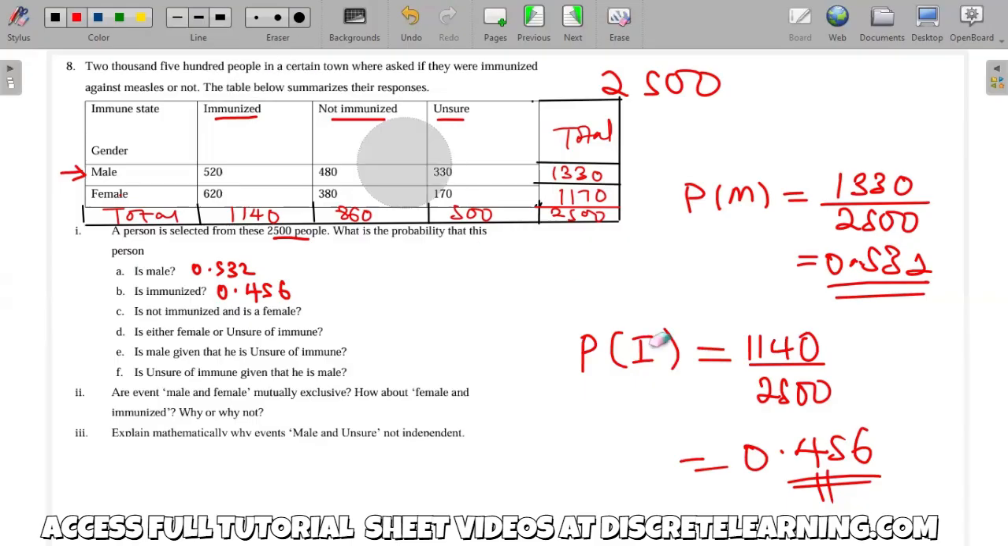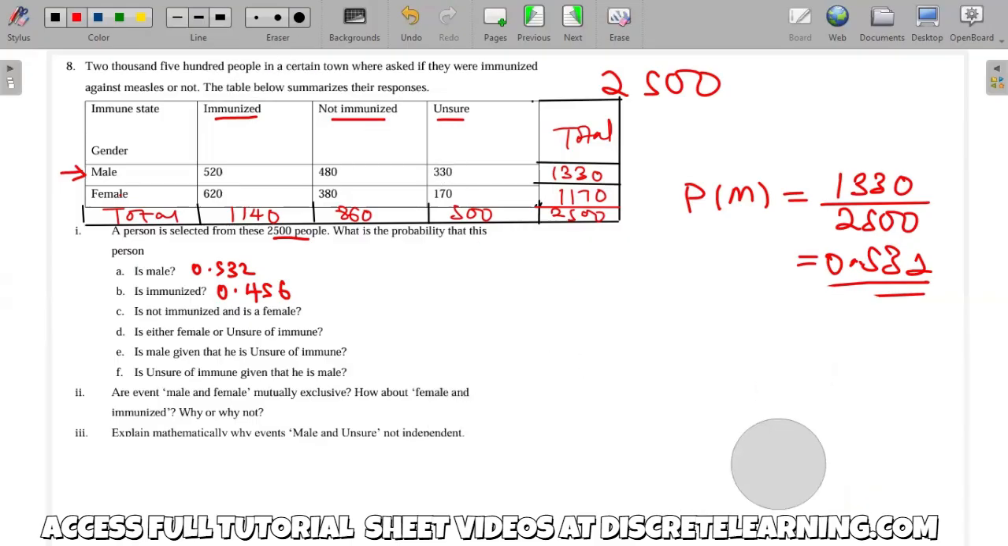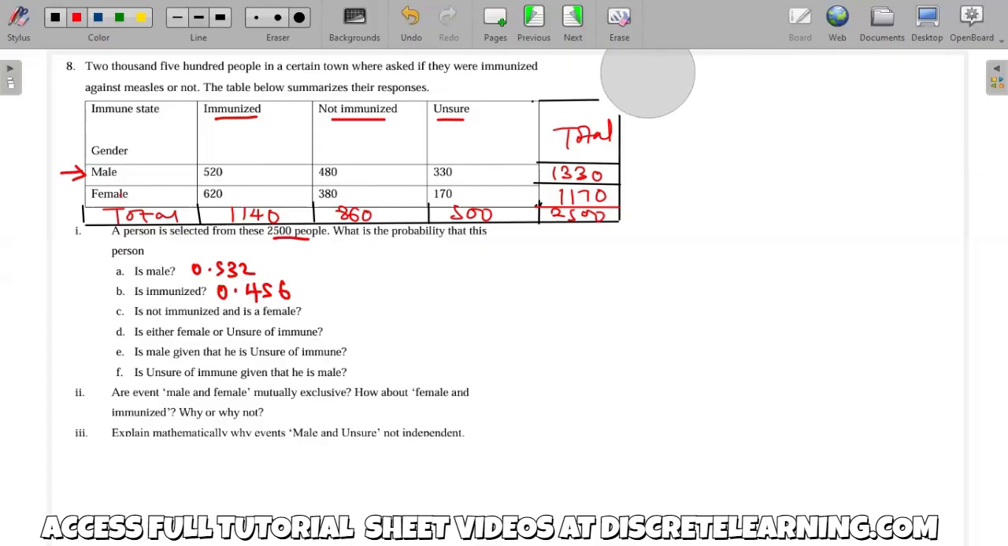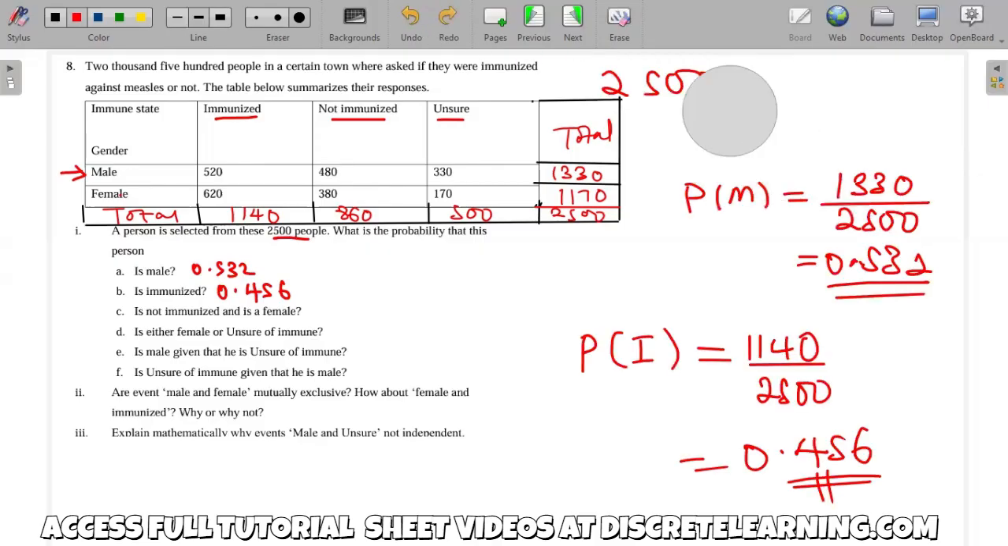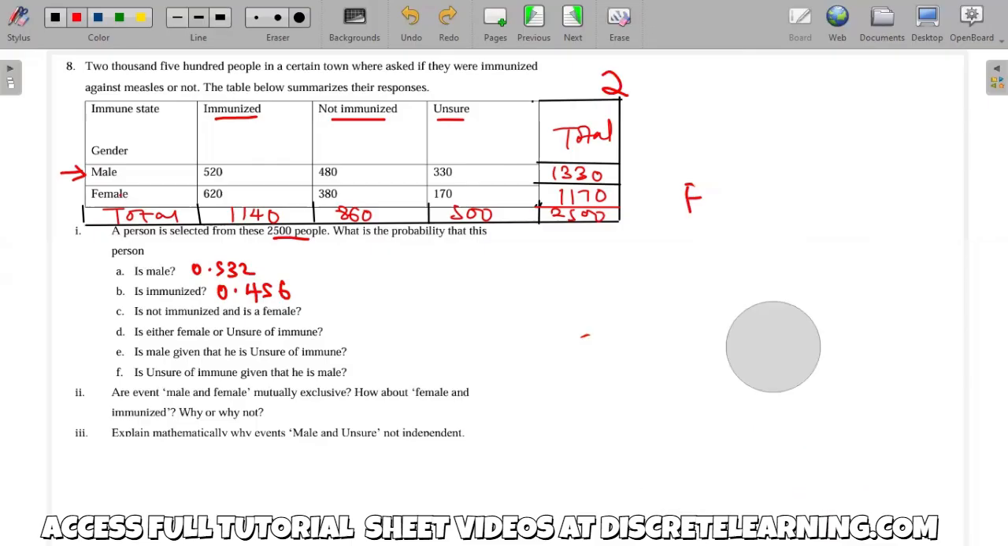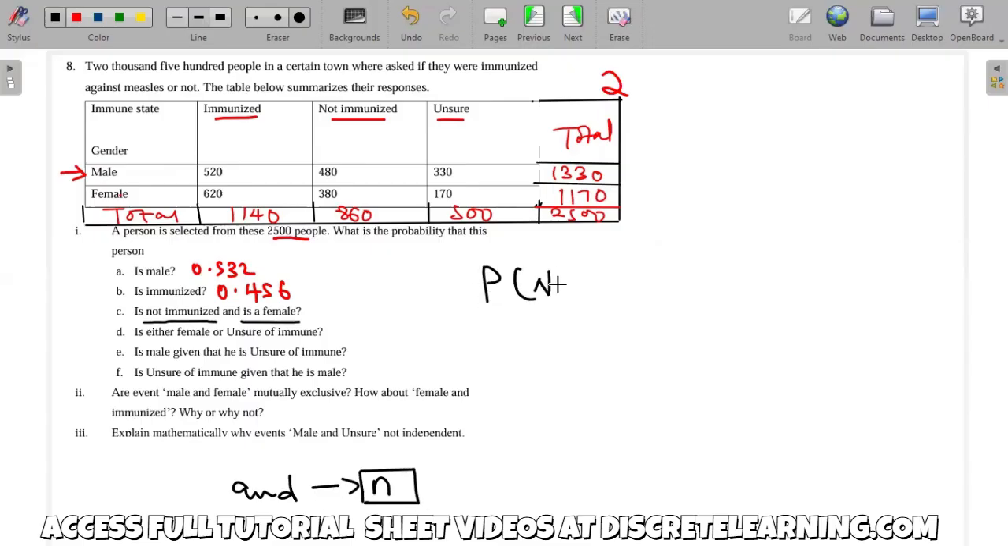Okay, and then now we come to the interesting part. I can erase this. So we come to the interesting part, which will be combining events. Look at what they're saying now on part C. They're saying find the probability that this person is not immunized and is a female. So the word "and" in probability or in set theory, we said "and" means what? Intersection. So we're just trying to find the probability of not immunized intersection what? Female. This is what we are finding there.